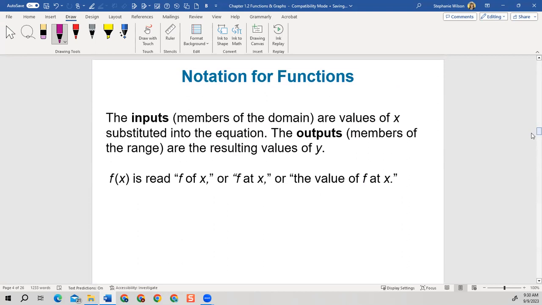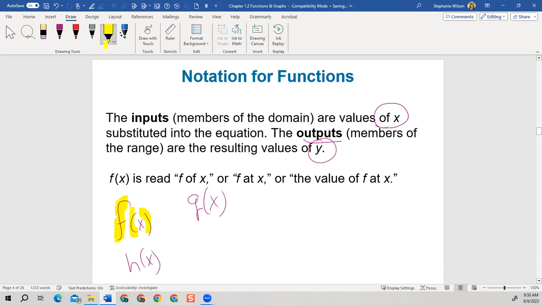Okay, so notations for functions. The inputs, members of the domain, are my X values. We just established that. The outputs are my Y values. So whenever we have a function, it could be f of X, it could be h of X, it could be g of X, it could be q of X, it could be w of X. All this is telling me is that this here is the name of the function. So it's f, this one's g, this one's h, okay?